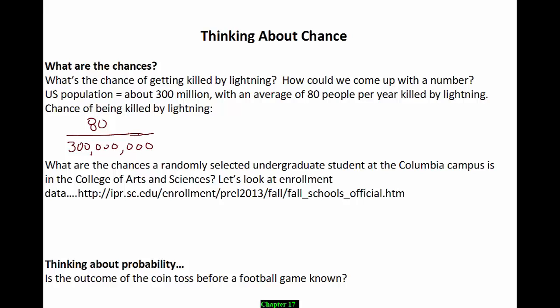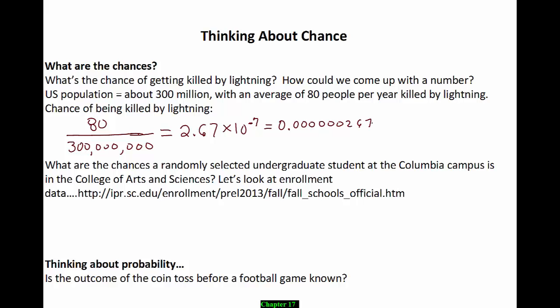That would be the proportion of the population that get killed by lightning. And if you punch that in your calculator, you get 2.67 times 10 to the negative 7th. So that's scientific notation. And that means you move the decimal over 7 places to the left. So that's going to give us 6 zeros and our 267.